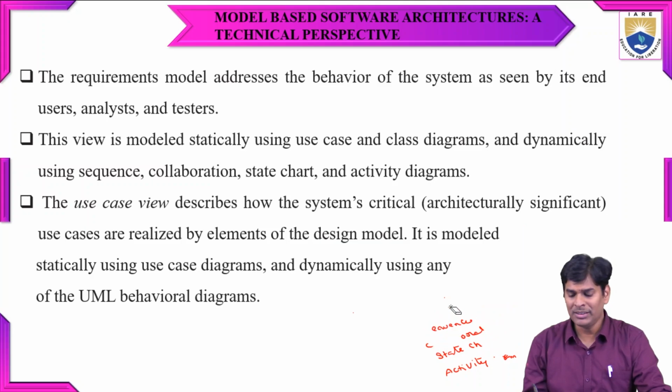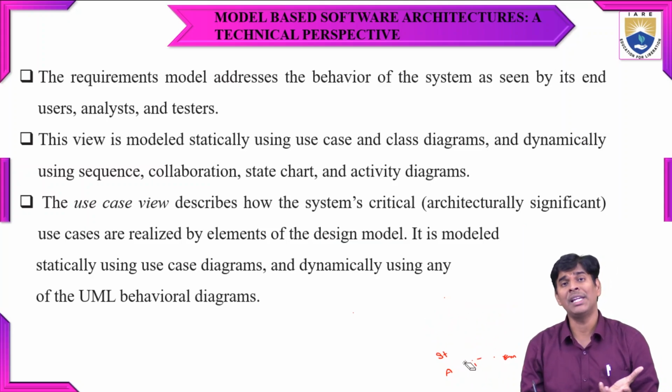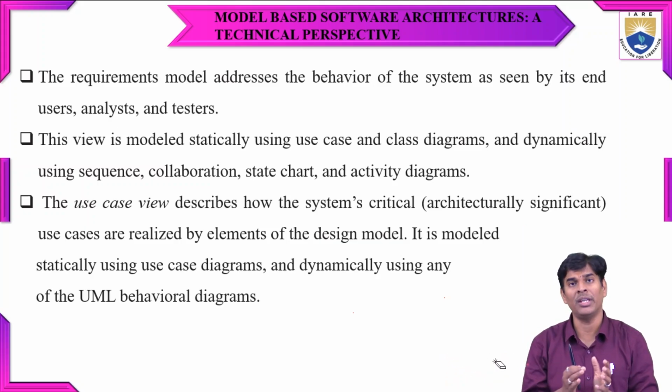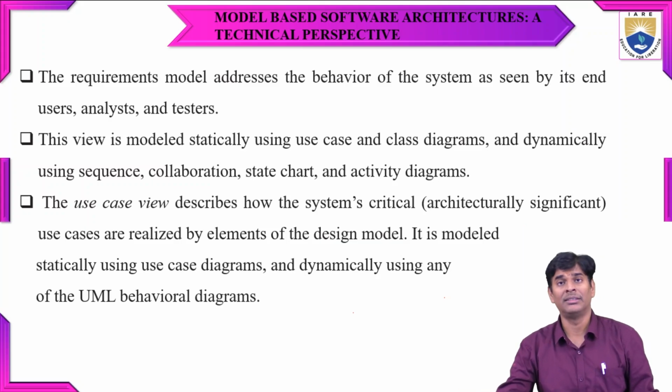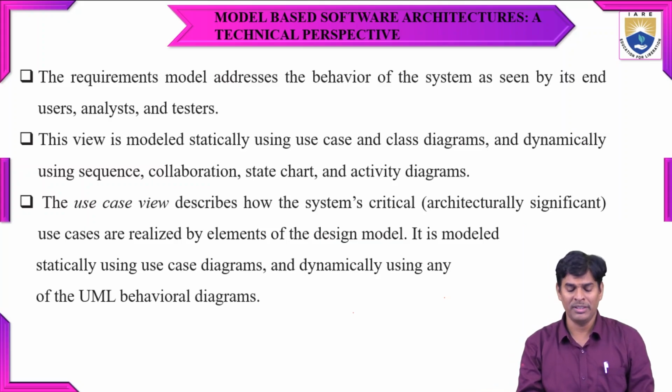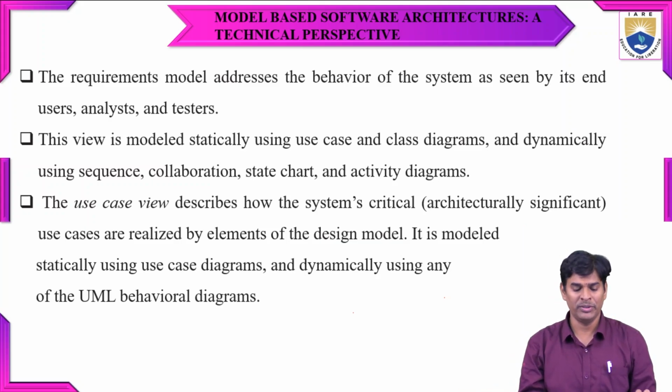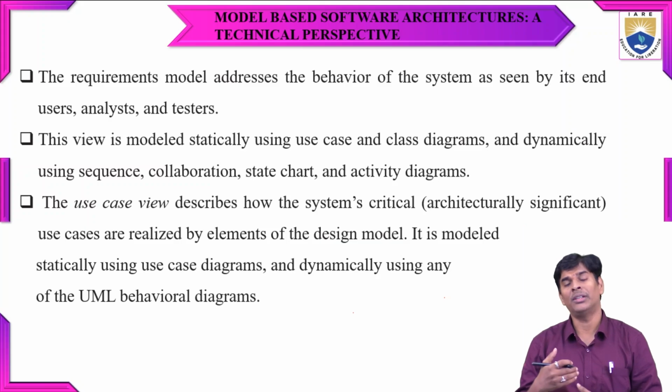Okay, and here the use case view is mainly used for the relation from the actor to the system. So there we need to have the relation between the actor and the system. It describes how the system's critical use cases are realized by the elements of the design model. This is mainly used for the static purpose, whereas the dynamic is nothing but how the UML will behave based upon the diagrams.